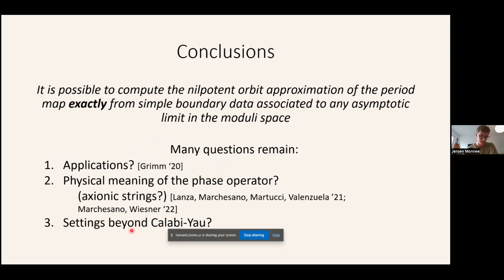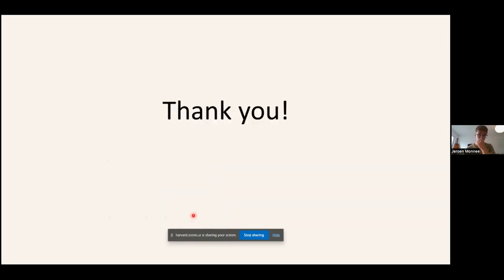And I want to also emphasize again that somehow this theory is much more general than just Calabi-Yau. This works for any variations of Hodge structure. So I would be quite interested in maybe having some kind of string theory application where this becomes useful and you have to go beyond Calabi-Yau. Okay, so that brings me to the end of my talk, and I thank you for your attention.